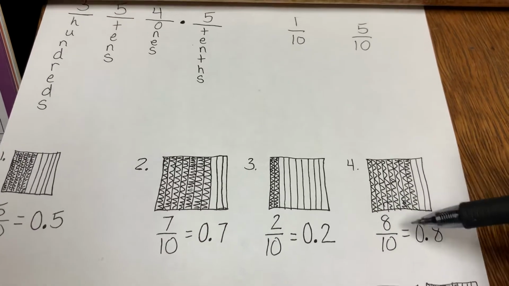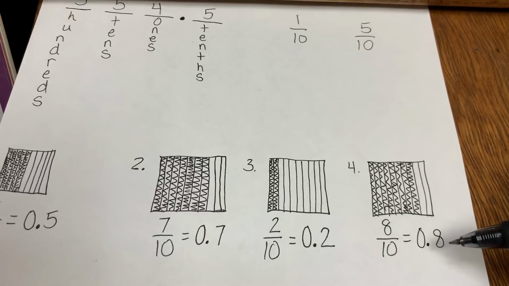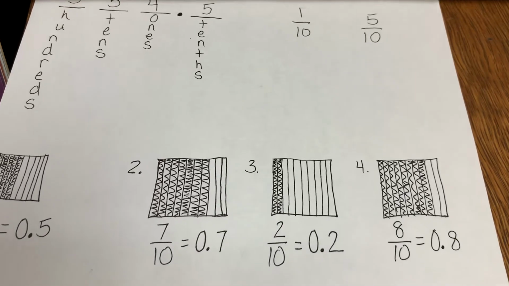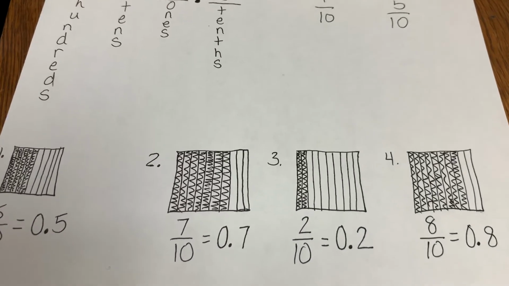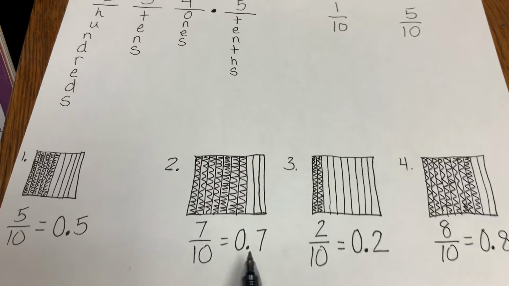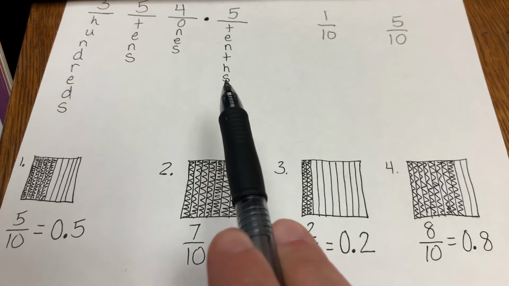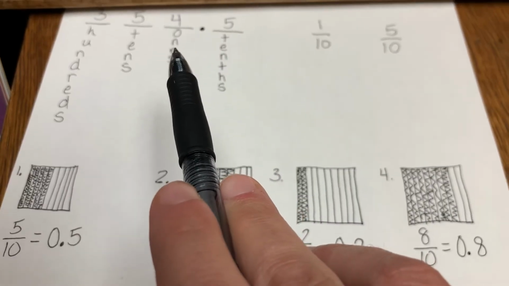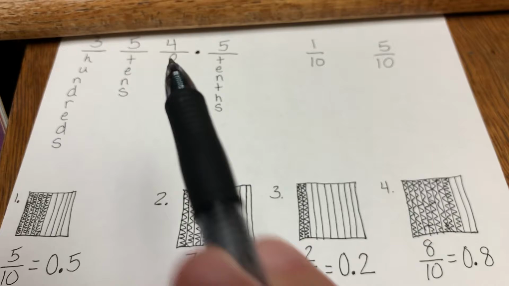All right, then we're going to start adding in some whole numbers. So far the decimals we have done only have to do with the fractional part, or the tenths place. Now we're going to start seeing numbers in the ones place as well.